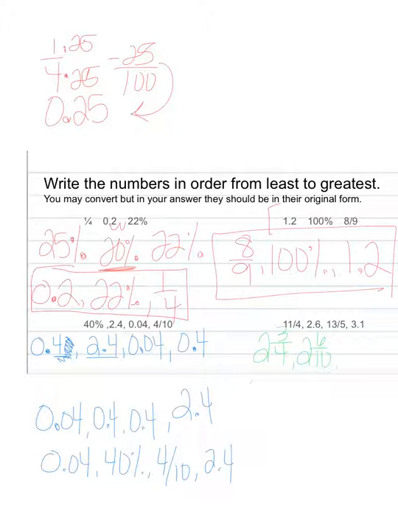13/5, 5 goes into 13 2 times, which is 10. So 3 left over, 2 3/5. And then 3 1/10. So I know the 3 1/10 obviously is going to be my greatest, and now I have the rest of these to figure out.